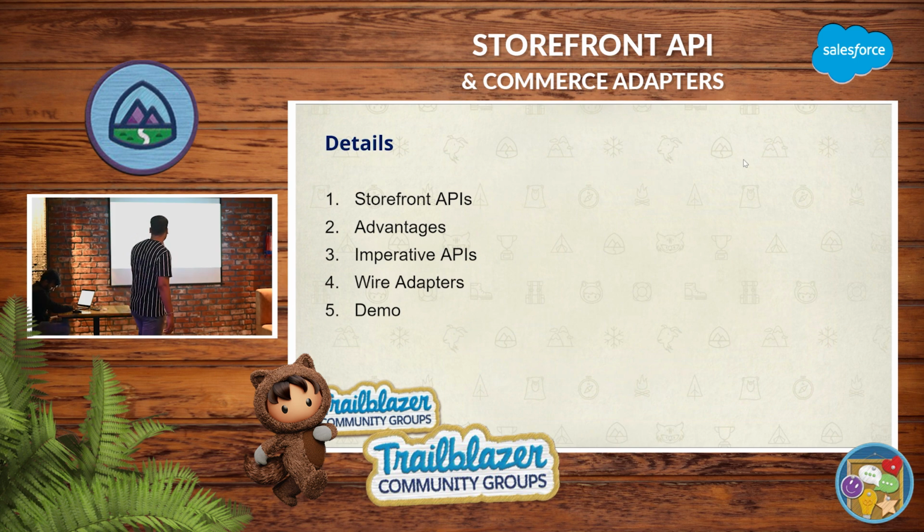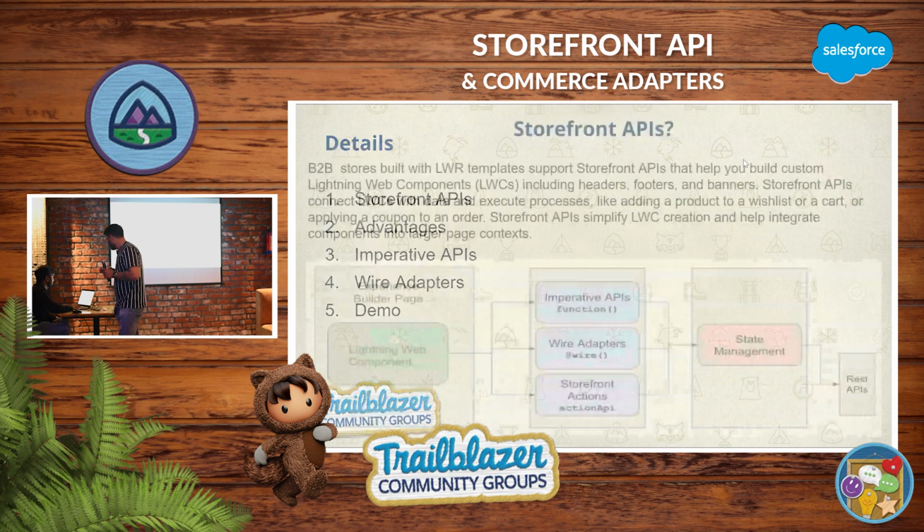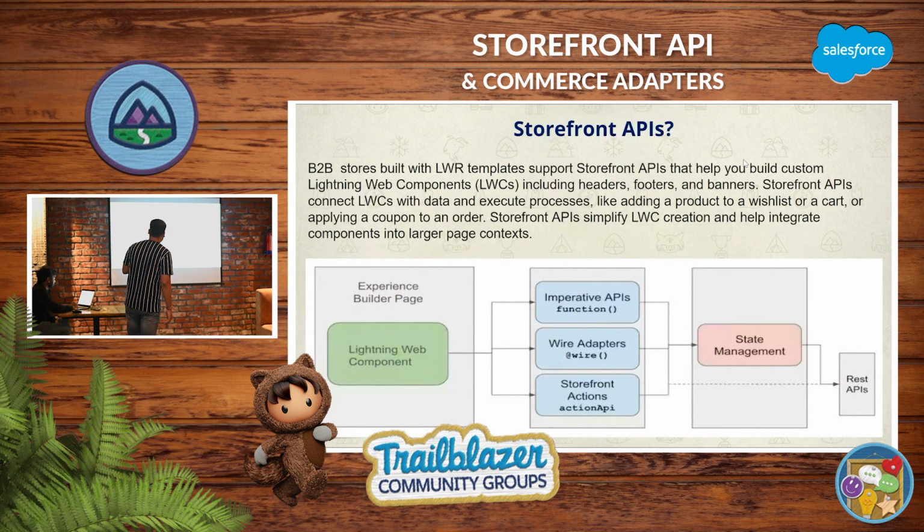So these are the topics we're going to cover for this session. The first one, the major topic for us, is the storefront APIs. The second is the advantages, why we are using this in B2B commerce. Then there will be imperative APIs and wire adapters, and I'll give you a short demo of how we are configuring these storefront APIs in our B2B commerce cloud. Okay, so let's start with the storefront APIs.